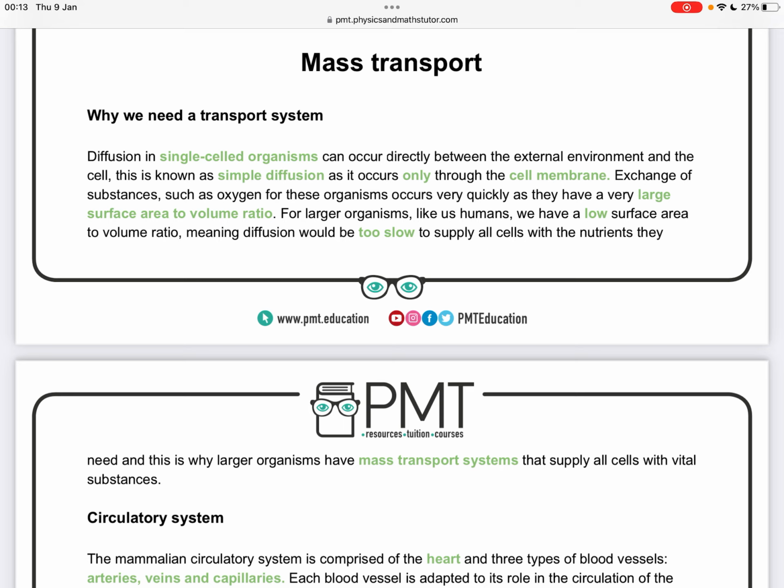Diffusion in single-celled organisms can occur directly between the external environment and the cell, and this is known as simple diffusion, as it occurs only through the cell membrane. Exchange of substances such as oxygen for these organisms occurs very quickly as they have a very large surface area to volume ratio. For larger organisms, like us humans, we have a low surface area to volume ratio, meaning diffusion would be too slow to supply all cells with the nutrients they need, and this is why larger organisms have mass transport systems that supply all cells with vital substances.